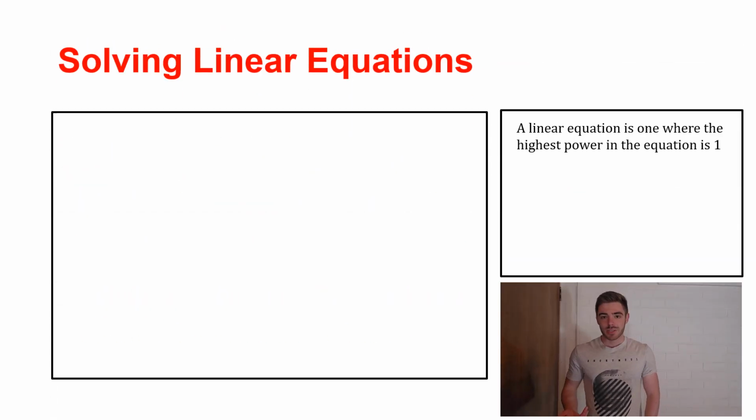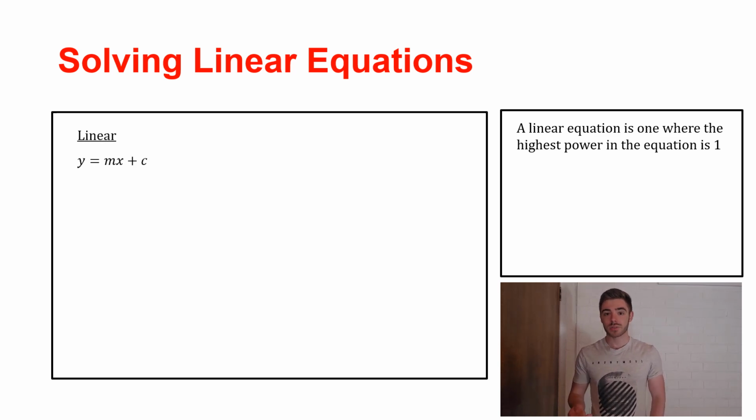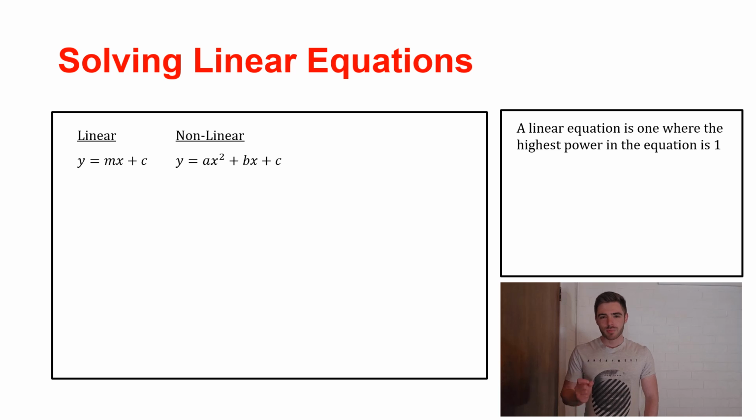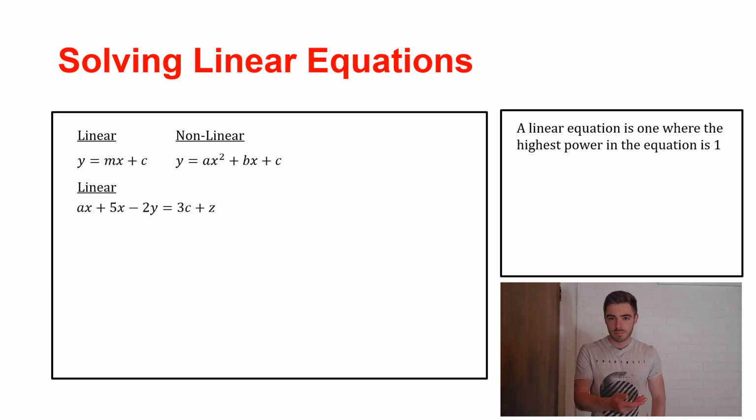A linear equation is a particular type of equation. It's one where the highest power in that equation is 1. For example, y equals mx plus c would be considered linear, whereas an equation like y equals ax squared plus bx plus c would be considered nonlinear. It's that power of 2 or above that makes the equation nonlinear. Linear equations can look more complicated, like this one here, but it's still linear. The reason why is because the highest power in that equation is still just 1. Now, with that in mind, let's see how to actually solve linear equations.